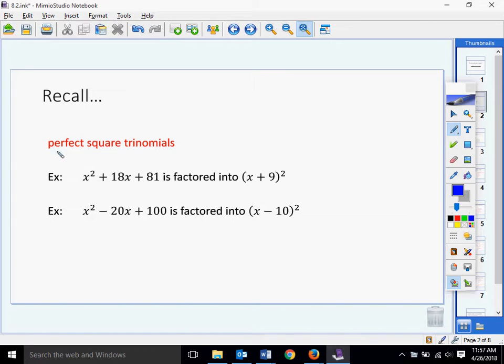So let's just recall what a perfect square trinomial is. So we have a trinomial here, 1, 2, 3 terms is a trinomial. And a perfect square means that it can be factored into one set of parentheses squared.